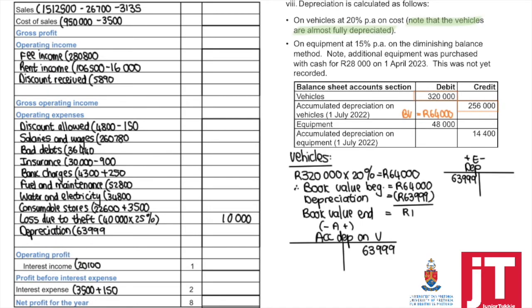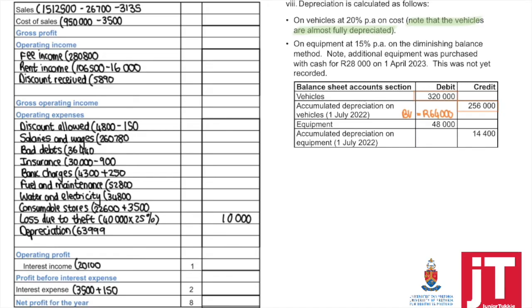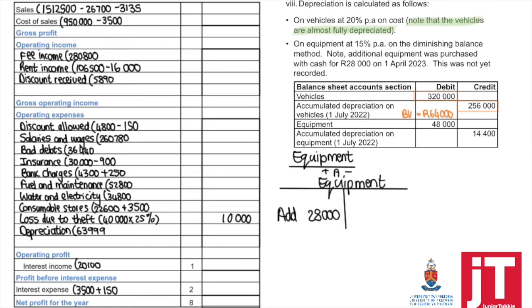So we're just going to write the calculation in brackets. With regards to equipment, now you need to be careful. Always start with the movement. There was an addition of 28,000. It says it has not yet been recorded. It means that that balance from the pre-adjustment is the balance in the beginning. Why is this important? Otherwise, you're going to calculate your depreciation incorrectly. When we calculate depreciation, it's always on the new and on the remaining, the old.